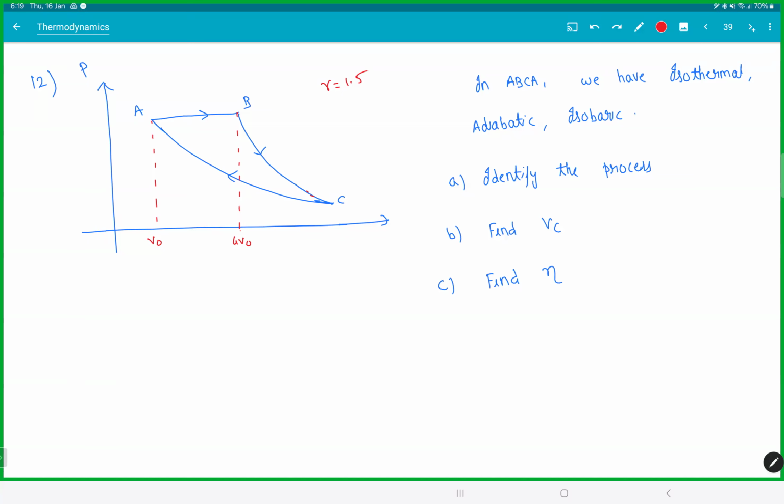C equal to V naught means you know what happened? This C here came back here. You created a new process. That looks interesting. It has to be more than 4 V naught, right? That much is clear.